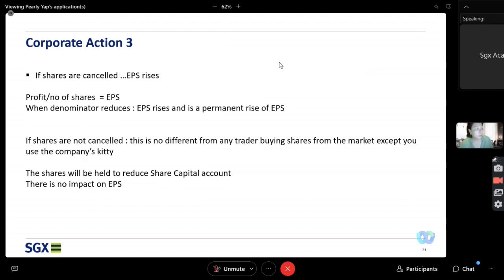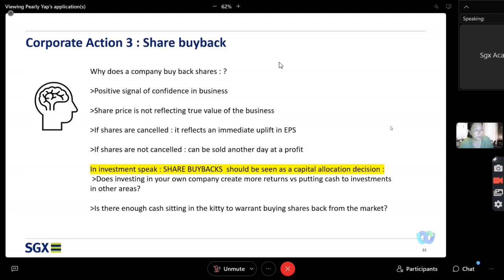Now, I won't go through this because I already mentioned it. So why does a company buy back shares? It's a signal of confidence in the business. As I said, the share price may not reflect the true value, so the company buys back shares. And then if the shares are cancelled, there's an uplift of EPS. If the shares are not cancelled, maybe they put it into what they call treasury shares in the share capital account. They can sell it at a profit and then we all benefit. But most of the time, companies do cancel their shares, right?